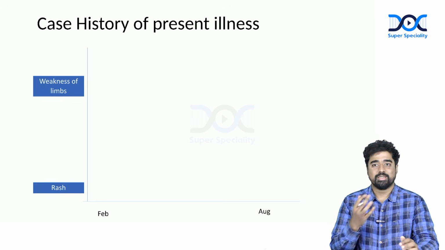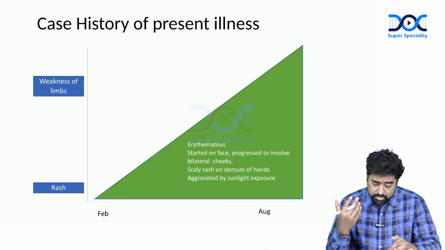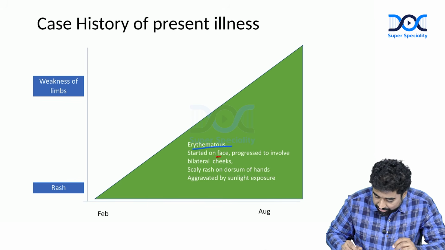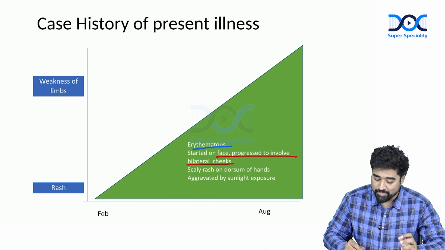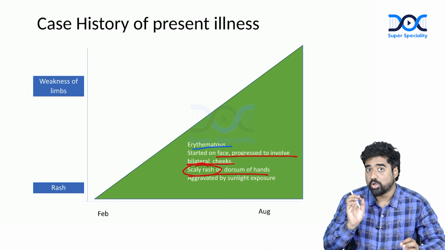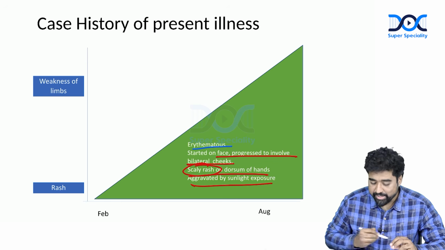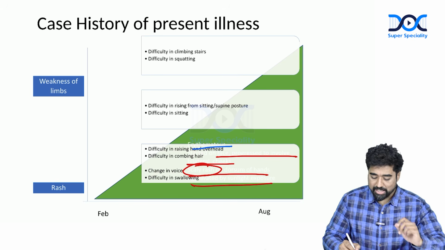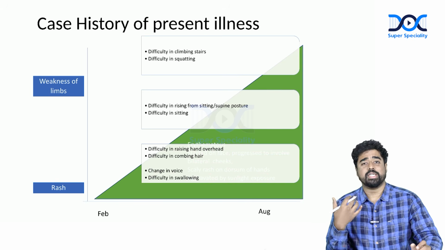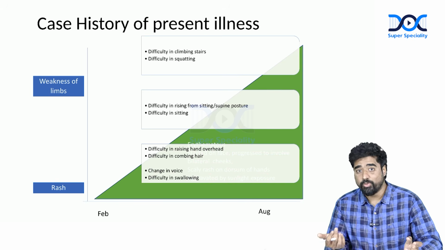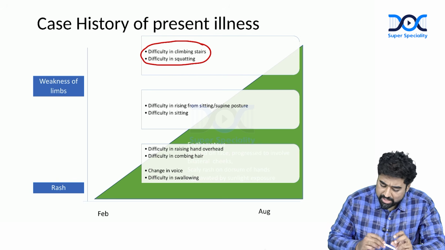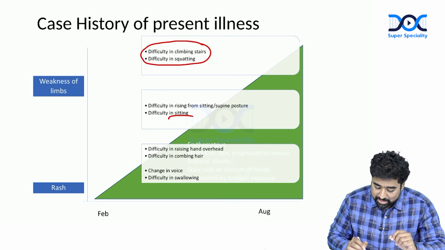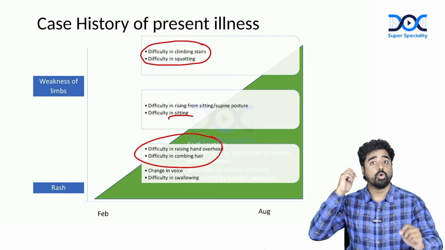There is a child who presented in February with an erythematous rash, started on the face, progressed to involve bilateral cheeks, and a scaly rash, very important, on the dorsum of the hands, aggravated by sunlight exposure. That is, there is some sort of photosensitivity. Also, there are some stigmata of muscle weakness in the form of difficulty in climbing stairs, squatting, rising from sitting position, and raising hands over the head, combing.